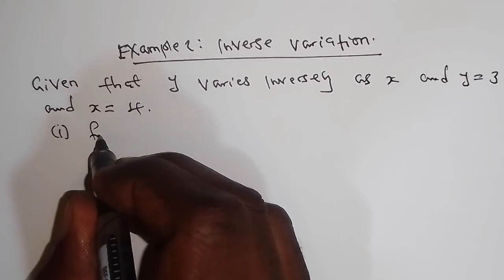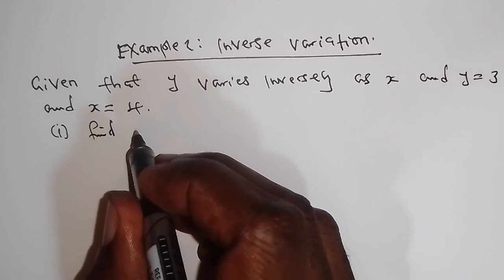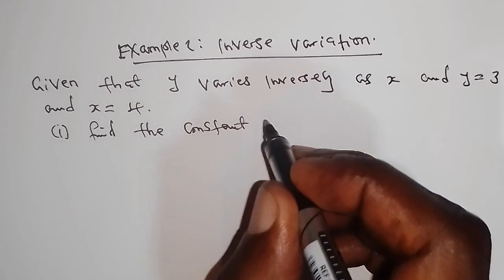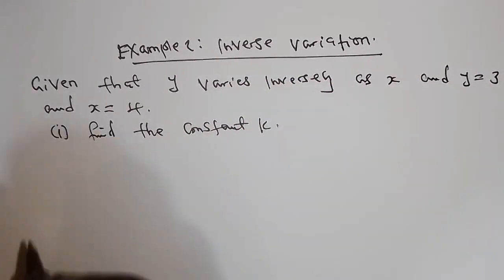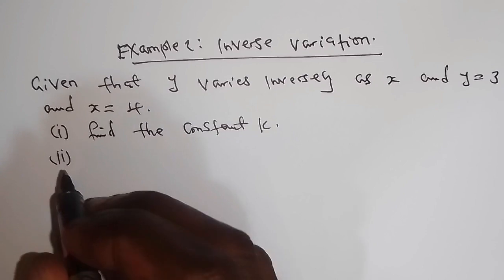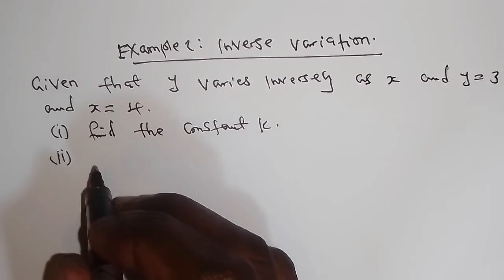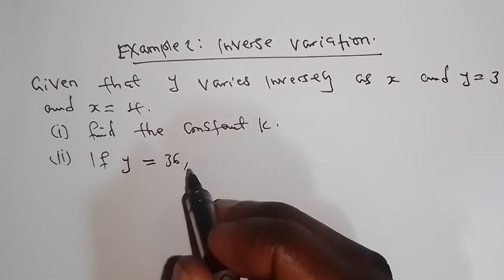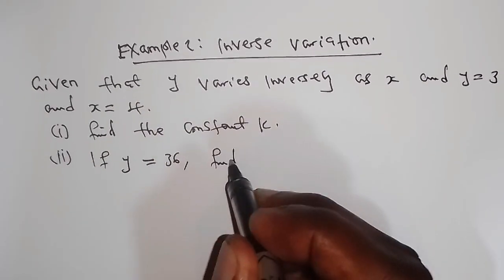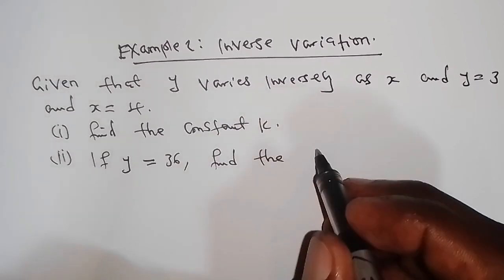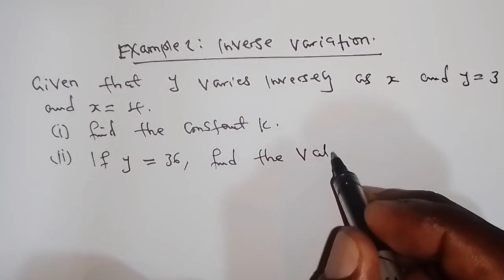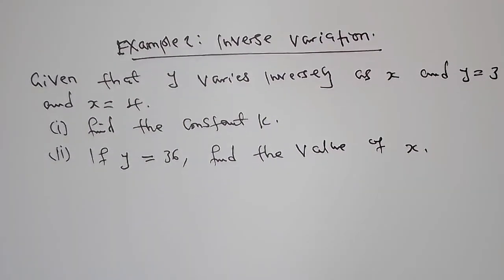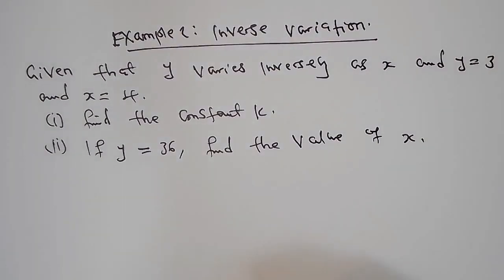So one is find the constant. The first thing is to find the constant k. And then number 2: if y is equal to 36, find the value of x. Okay, so let us look at how you can go about this one.